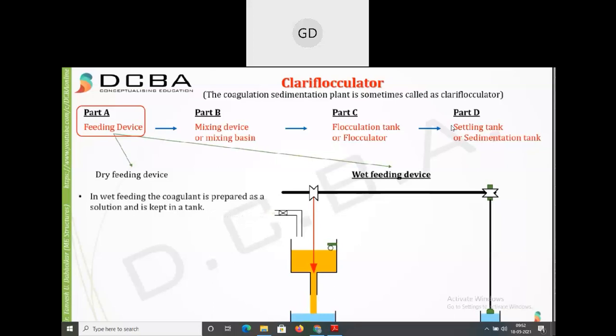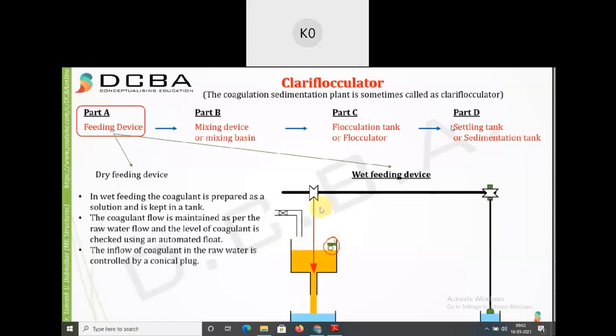So in wet feeding, the coagulant is prepared as a solution and is kept in a tank. The coagulant flow is maintained as per the raw water flow, and the level of coagulant is checked using an automated float. So this is that automated float, and this checks the level of coagulant inside the tank. If this is quite more, then we can stop the coagulant from coming into this tank, because it may cause overflow also, right?